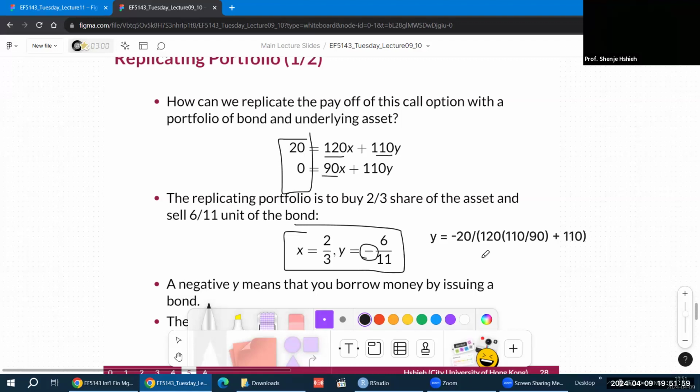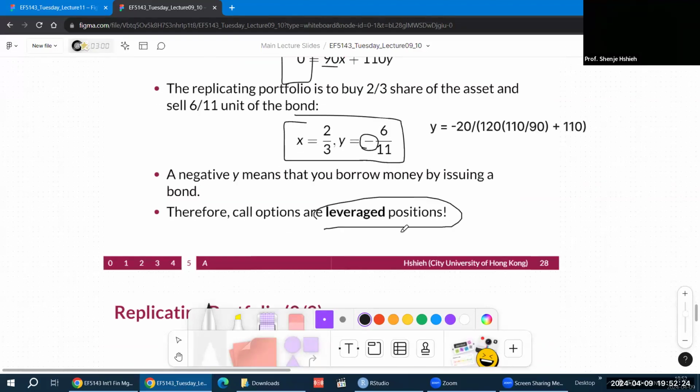It suggests that call options are inherently leveraged portfolios. You're borrowing some money and then going long in the risky asset. So that's one insight from call options: it's a leveraged portfolio, an additional layer of risk. So, leveraged positions.